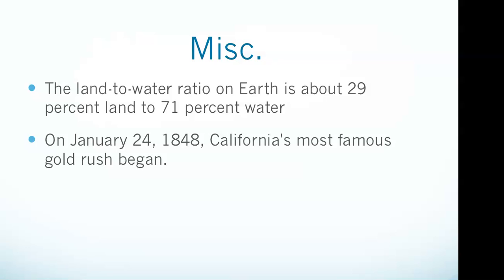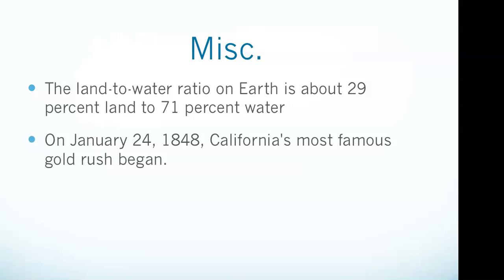The land to water ratio on Earth is about 29% land to 71% water. Again, make sure you have that one in your mind, so you don't need to know exactly 29, 71. If you're at 70% water, that's probably going to be good enough, but that is a question that shows up very consistently on the exam, knowing that the ratio is 29 land, 71 water. Most of Earth's water, about 96.5%, is saline water contained in the oceans.